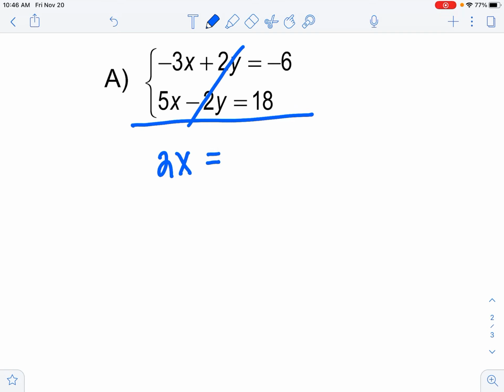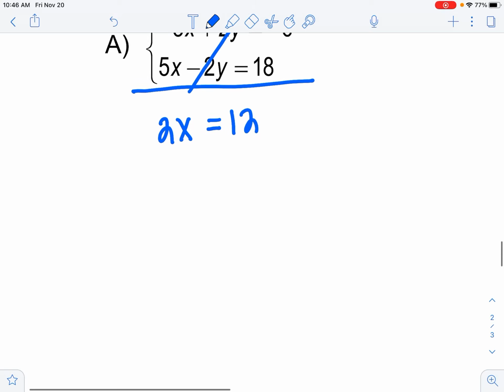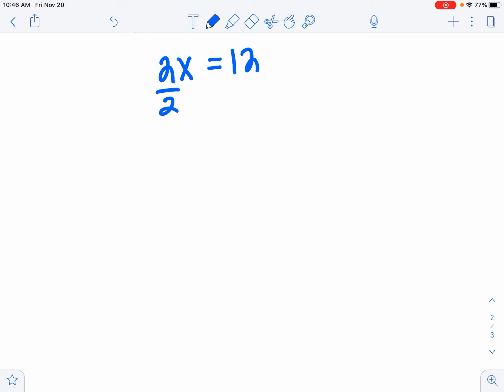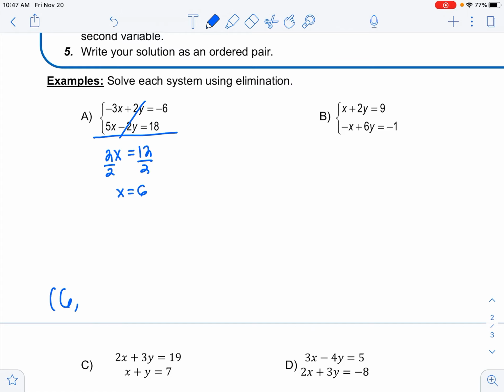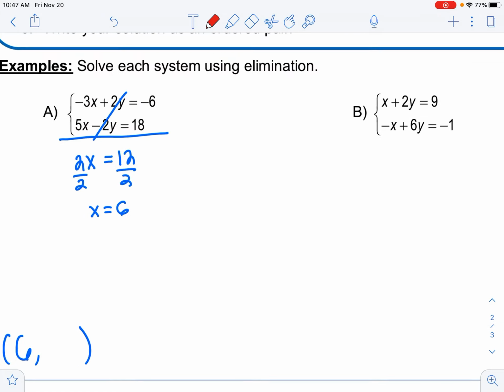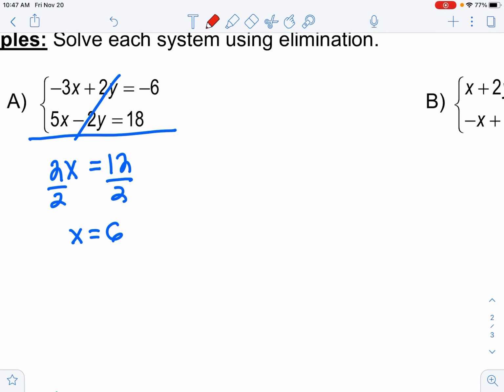And now I can combine the rest of these. So negative 3x and 5x is 2x equals. And then negative 6 and 18 is 12. And now you just have to solve that. Divide both sides by 2, and I get x is 6. So now I have the x value of my ordered pair. Now I need the y value. I can go back to either original, okay? And I can substitute that x value back in.